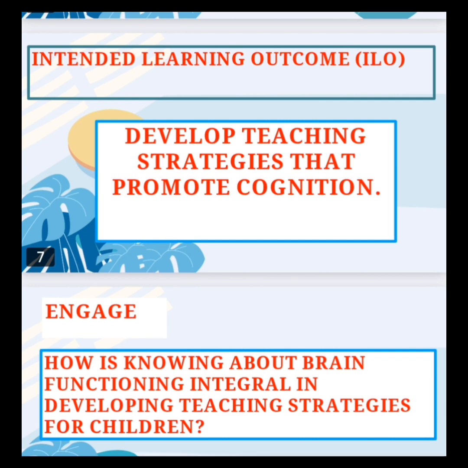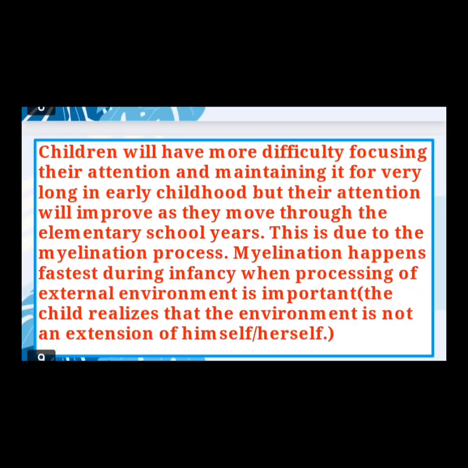Engage. How is knowing about brain functioning integral in developing teaching strategies for children? Children will have more difficulty focusing their attention and maintaining it for very long in early childhood, but their attention will improve as they move through the elementary school years. This is due to the myelination process. Myelination happens fastest during infancy when processing of the external environment is important, so the child realizes that the environment is not an extension of himself or herself.